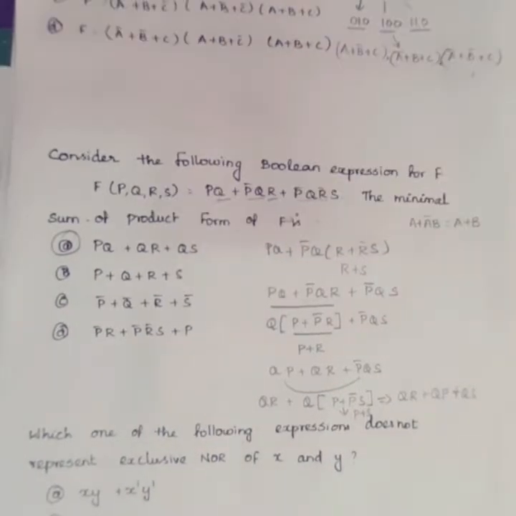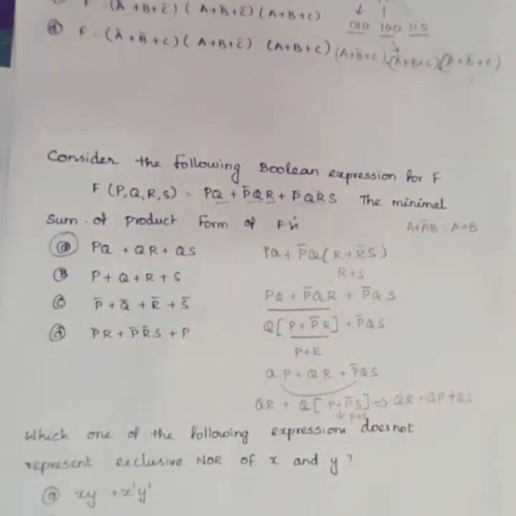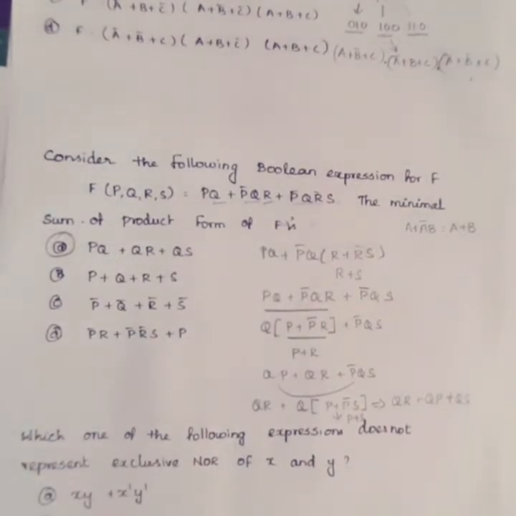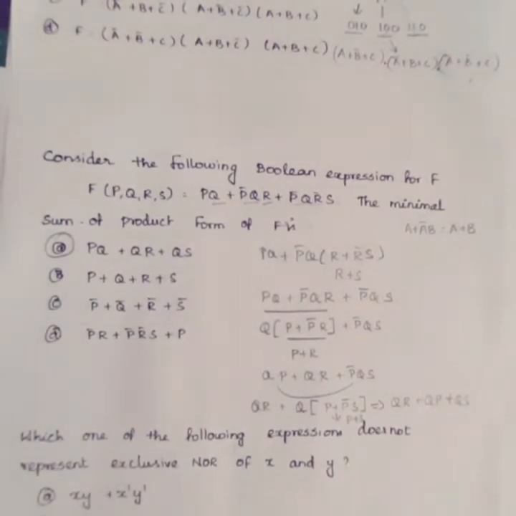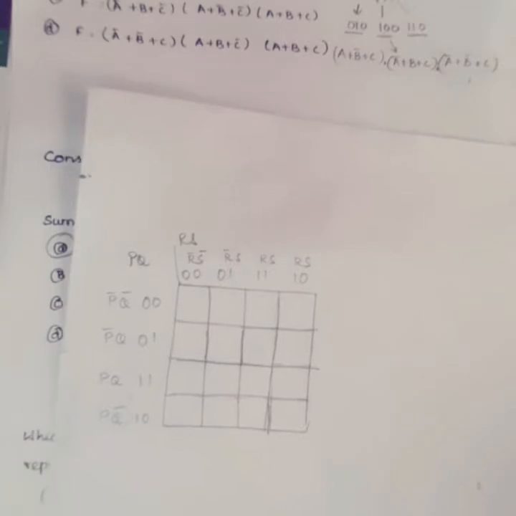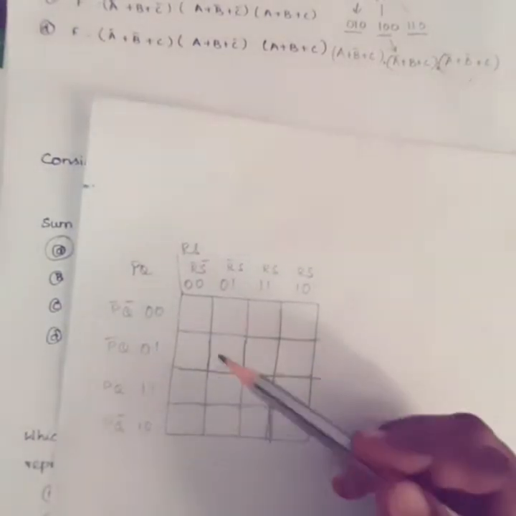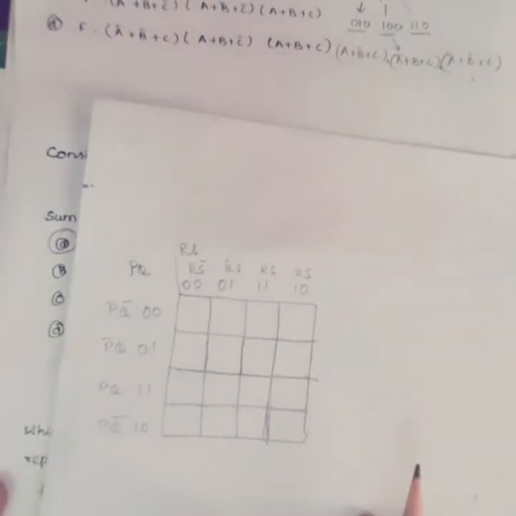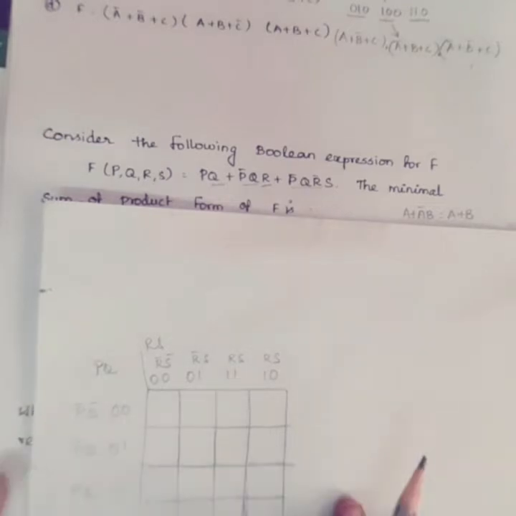Okay, next let us try the K-map simplification. Here the function f is a function of 4 variables P, Q, R, S. So first draw the 4 variable K-map. Here it is, the 4 variable K-map. I have taken PQ in the row and RS in the column. Now next we will place the min terms in this K-map.